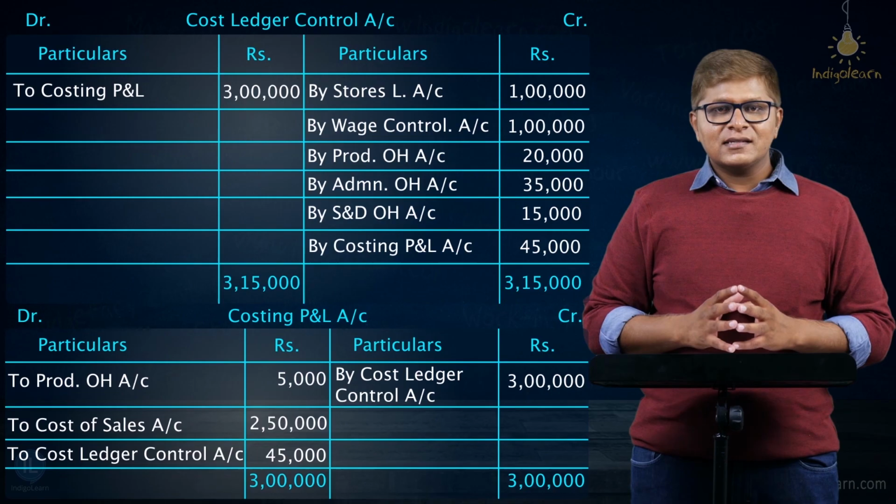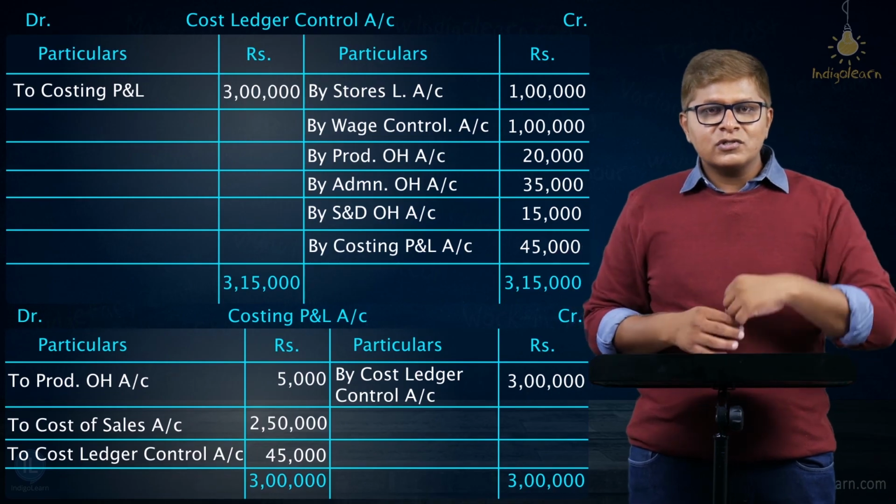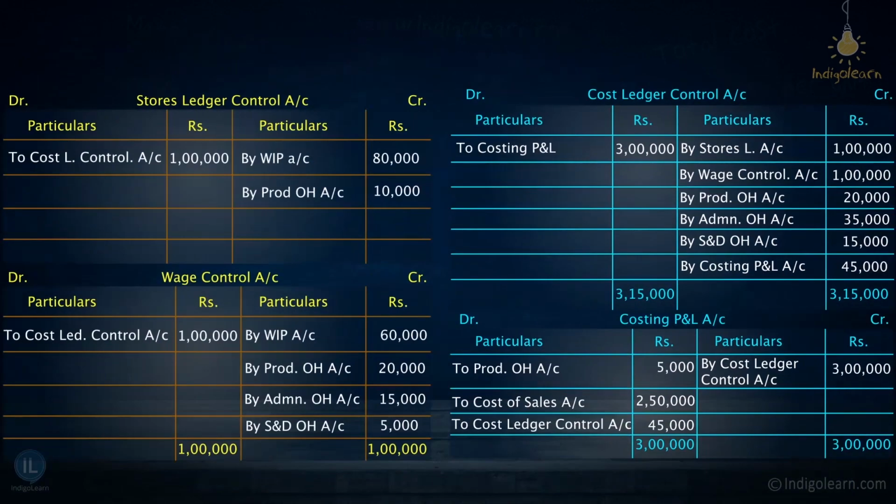Now let's bring all the ledger accounts into play and see what are the balances remaining in each of the ledger accounts. First, the cost control ledger account. If I add up the debit side and the credit side, we are having a credit balance of rupees 15,000. Now this 15,000 will get carried forward to the next period. So we will say it is a closing balance which has to be carried forward and it will be brought down in the next period of rupees 15,000.